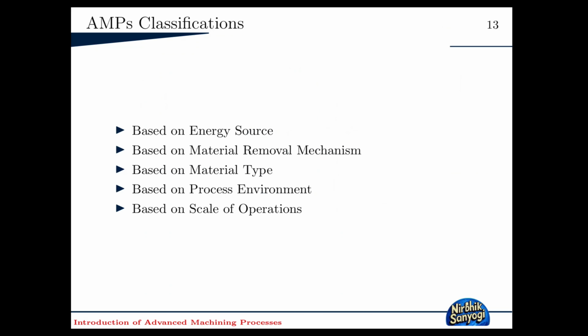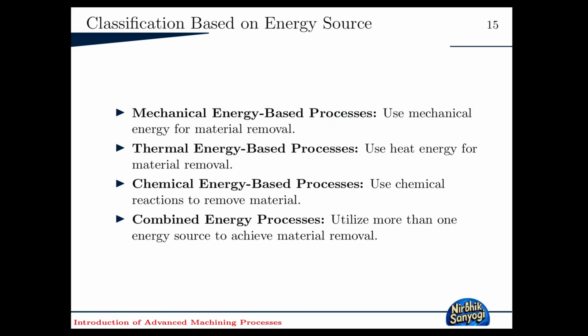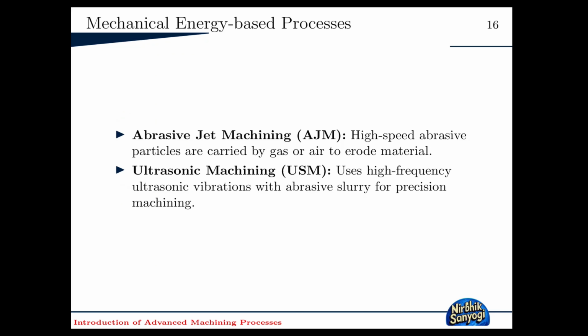Here I will discuss the advanced machining processes classified under energy source, metal removal mechanism, material types, process environment, and scale of operations. Under the classification based on energy source, mechanical energy based processes use mechanical energy for material removal. Thermal energy based processes use heat energy for material removal. Chemical energy based processes use chemical reactions. Combined energy processes utilize more than one energy source to achieve material removal.